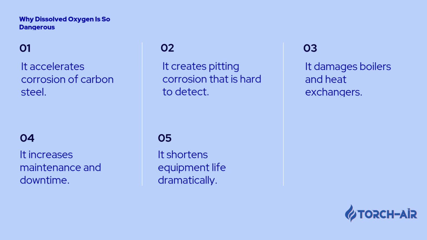Why dissolved oxygen is so dangerous? Dissolved oxygen causes several serious problems. First, it accelerates corrosion of carbon steel. Second, it creates pitting corrosion that is hard to detect. Third, it damages boilers and heat exchangers. Fourth, it increases maintenance and downtime. Fifth, it shortens equipment life dramatically. Oxygen corrosion is silent, fast, and expensive.